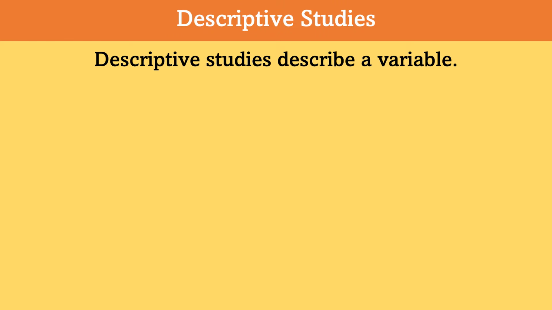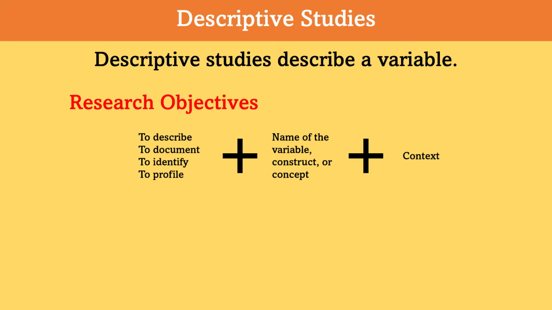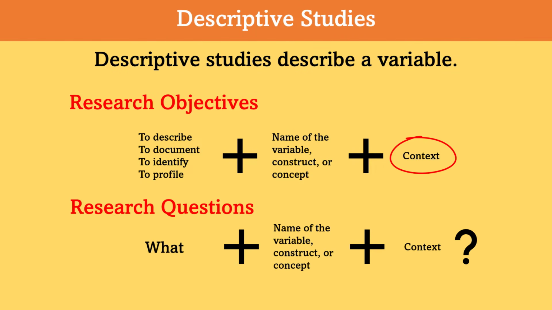The template for a descriptive research objective can be "to" plus a descriptive action verb like describe, document, profile, and so on, followed by the concept or variable of interest and then the context. And a descriptive research question can be stated as "what," followed by the concept or variable and then the context, of course in a question form.